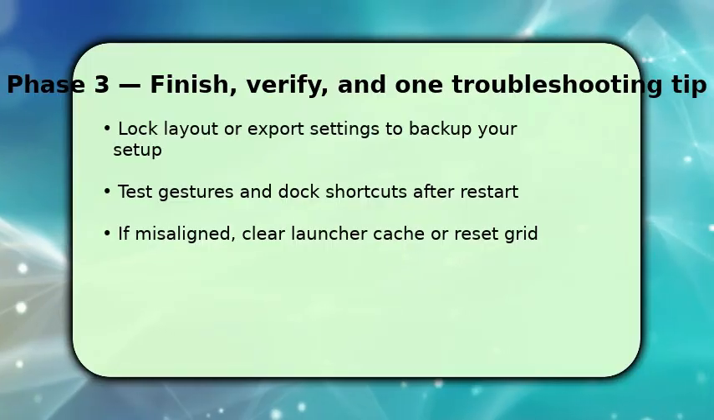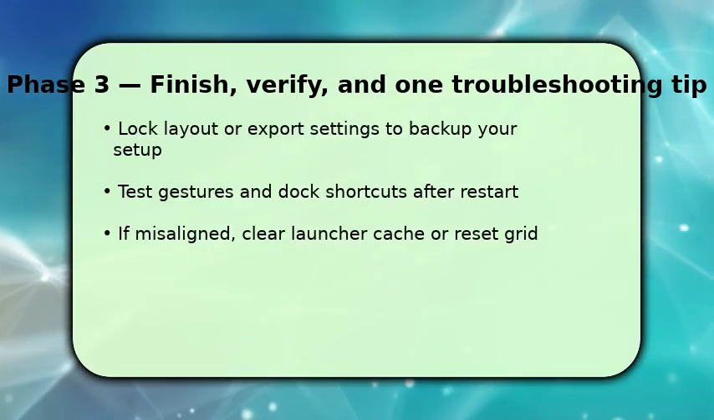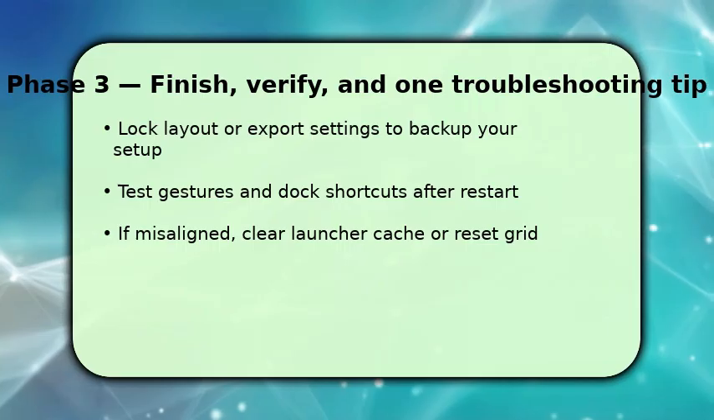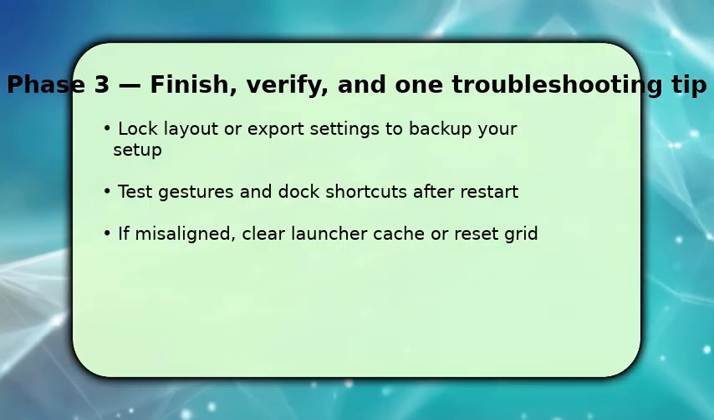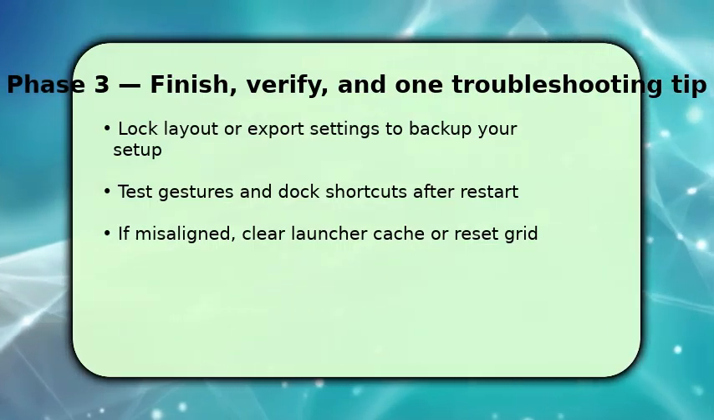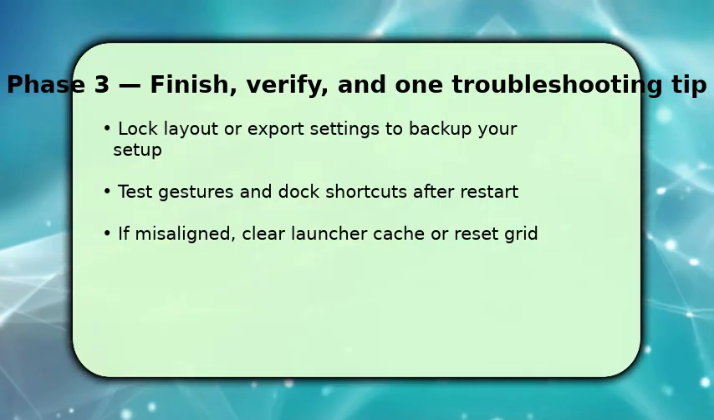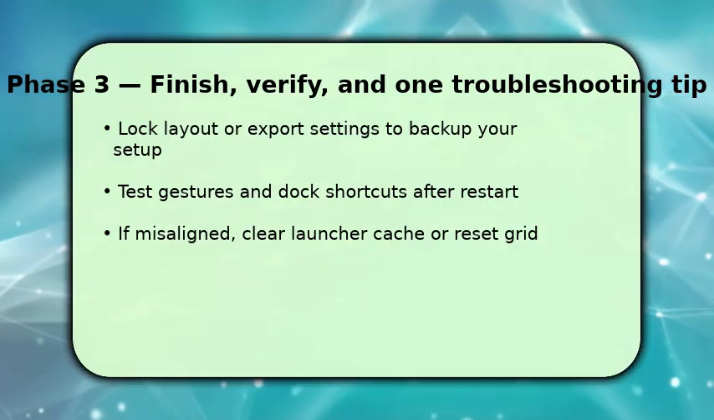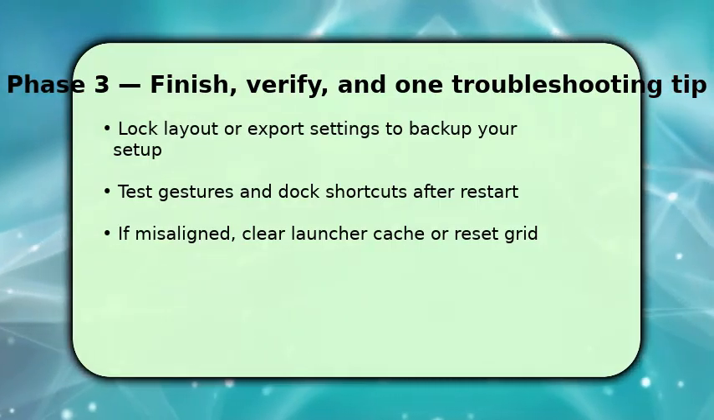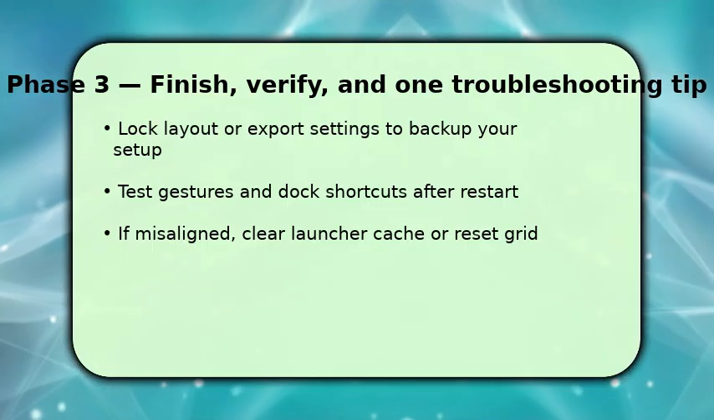If icons shift or widgets disappear, clear the launcher cache or reset the grid, then reload your backup. This usually fixes alignment glitches. One key troubleshooting tip: reboot. Then verify the launcher is set as default. Many problems stem from returning to the system launcher.